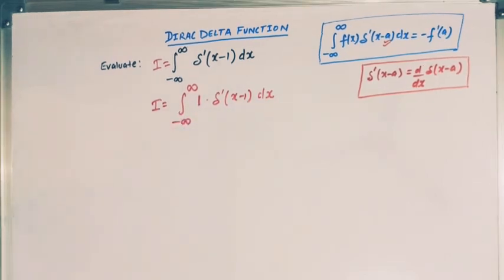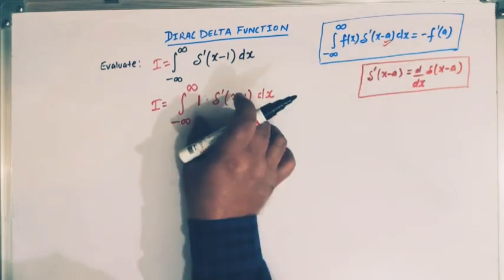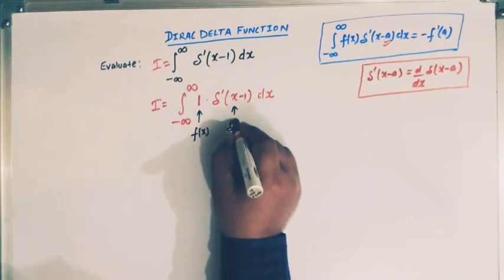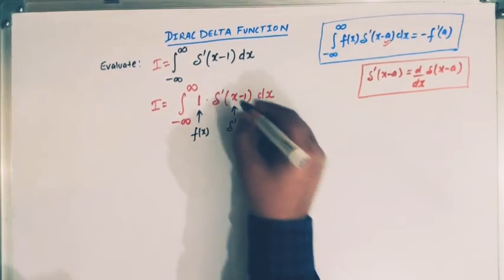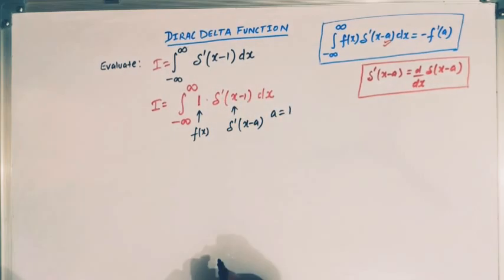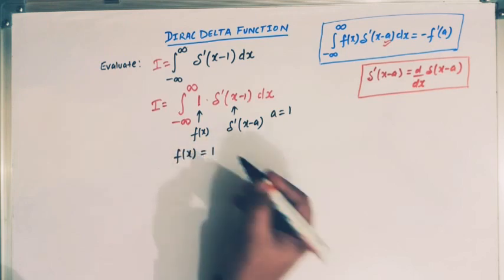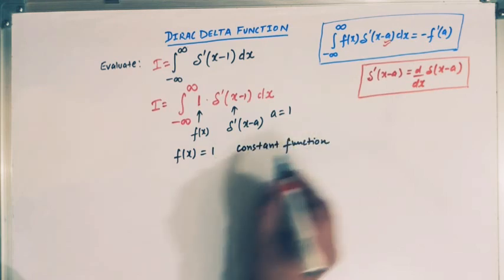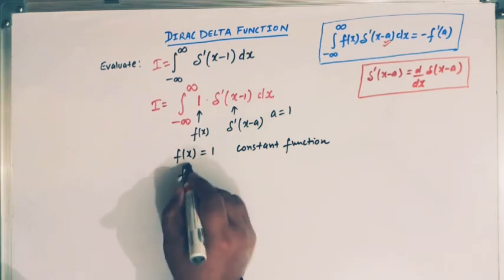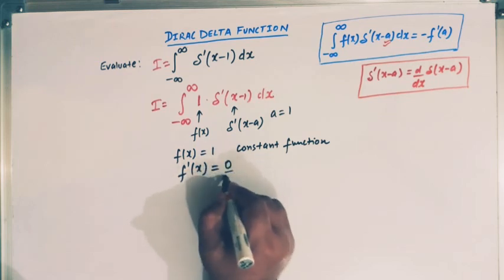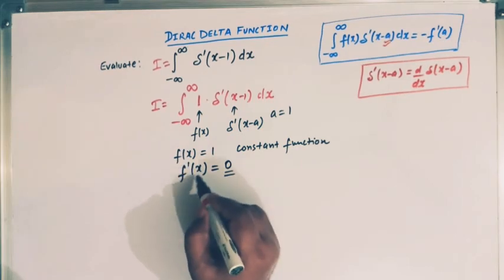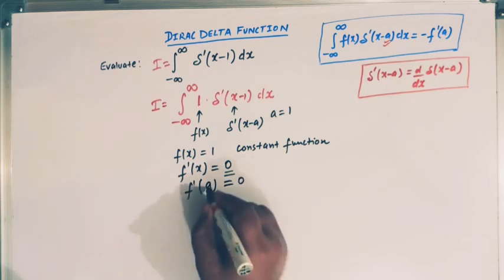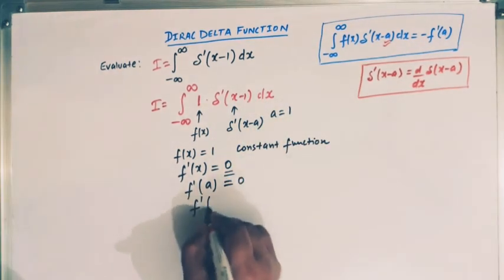Okay, so now if we compare this one with this integral, then we see that this is f of x, and this is delta prime of x minus a, and the value of a is 1, right? And f of x is equal to 1. Now this is a constant function, right? This is a constant function, and the derivative of this function is 0, right? f prime of x is equal to 0, clear? So now when we have f prime of x is 0, then obviously f prime of a should also be equal to 0. And what is a? a is 1, so we have f prime of 1 is equal to 0, right?